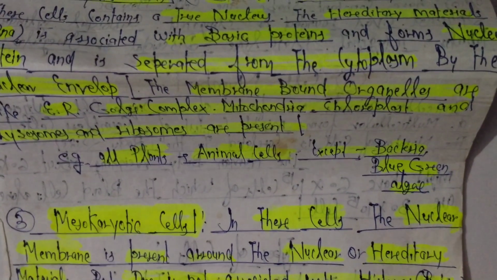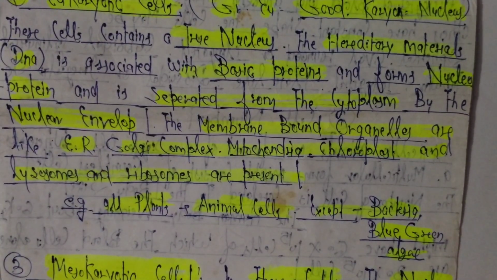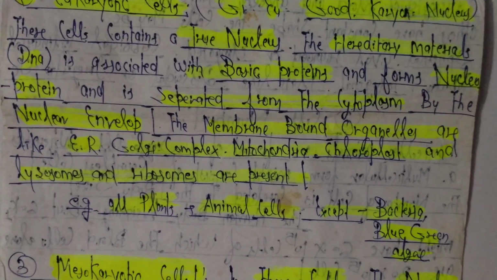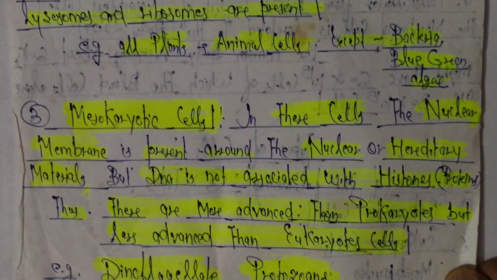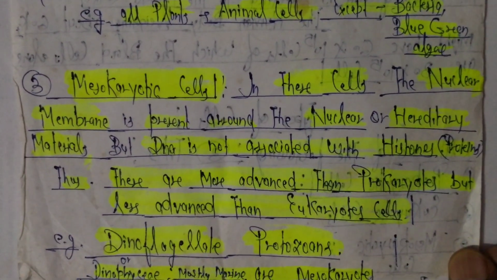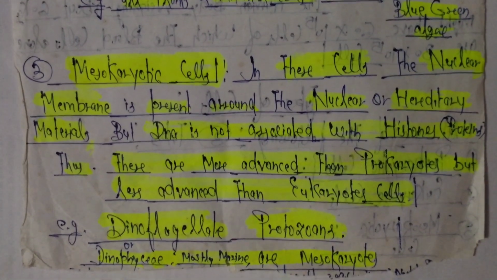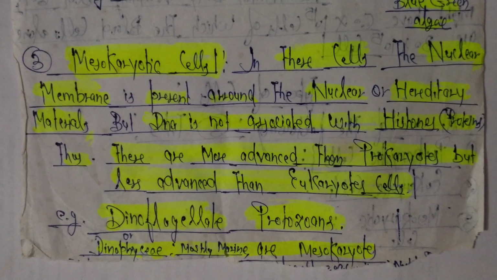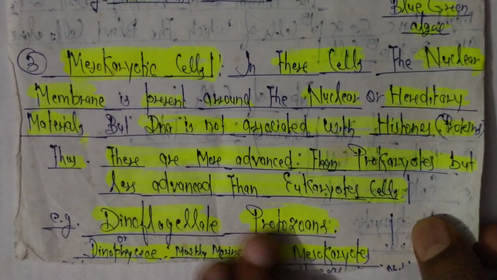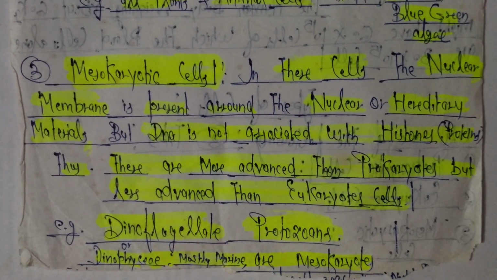Now let us talk about some information regarding the mesokaryotic cells. There are certain cells that are quite advanced in comparison to the prokaryotic cell, but less advanced in comparison to the eukaryotic cell. They come under the heading of mesokaryotic cells, so I would like to discuss some ideas about them.